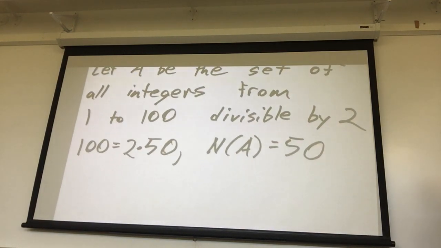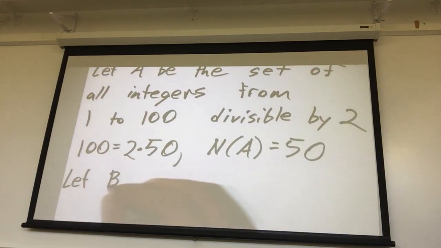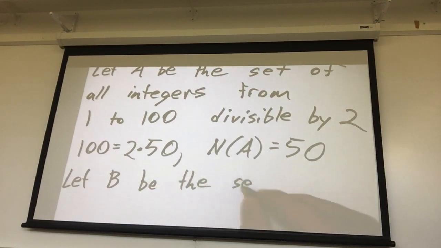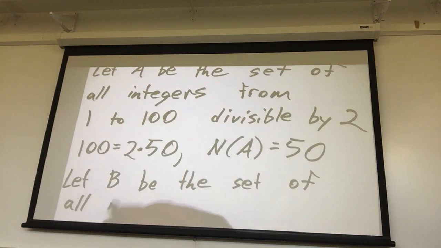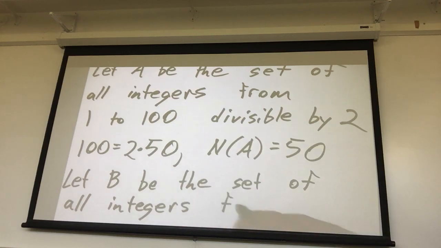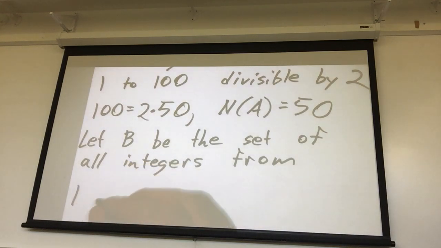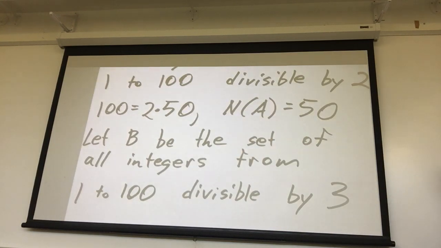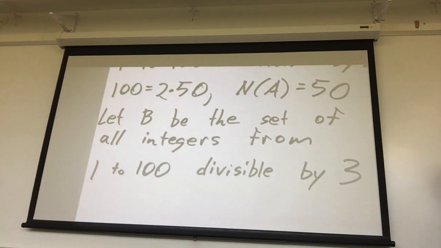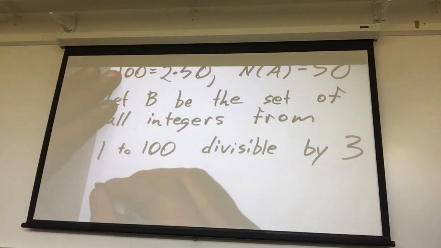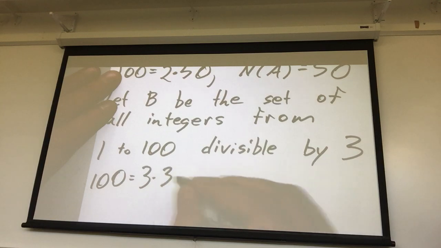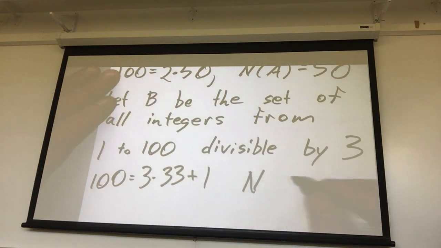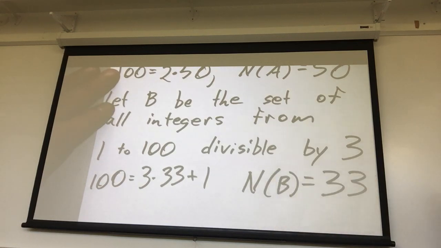And then say, let B be the set of integers from 1 to 100 divisible by 3. All right, now this is going to refer to something we looked at earlier on in the semester, about remainders. Well, 100 is going to equal 3 times 33 plus 1. So the number of elements of B would equal 33.